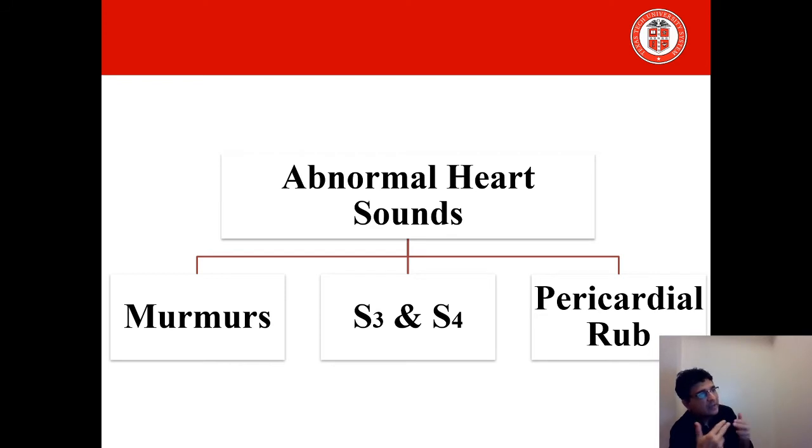Apart from S1 and S2, which are the normal heart sounds, we have abnormal heart sounds, which are S3 and S4, and you can have something known as pericardial rub. Whenever the layers of the pericardium rub against each other, that is between the parietal and the visceral pericardium, then we have the pericardial rub. It sometimes happens in pericarditis when the fluid in the pericardium dries out, and you can listen to pericardial rub.